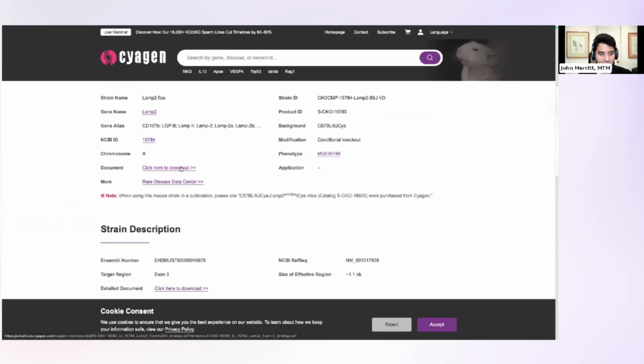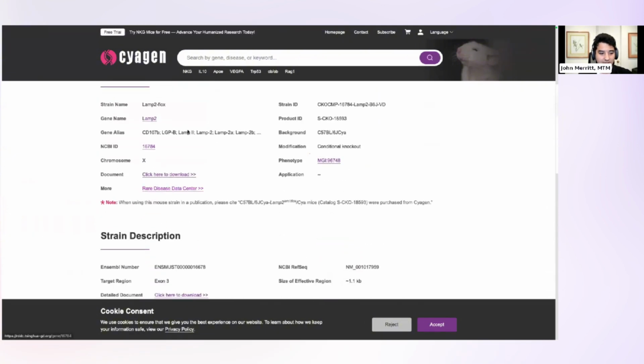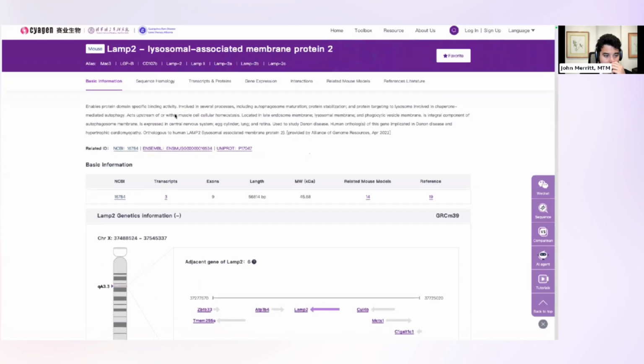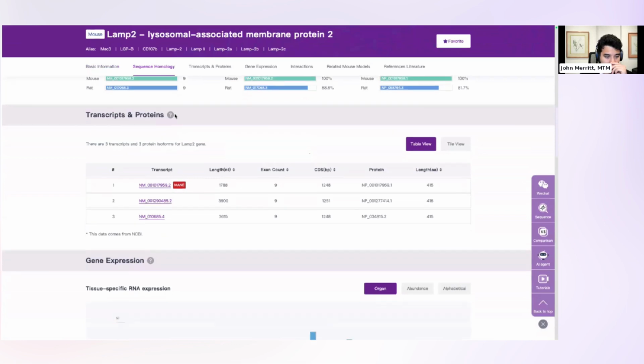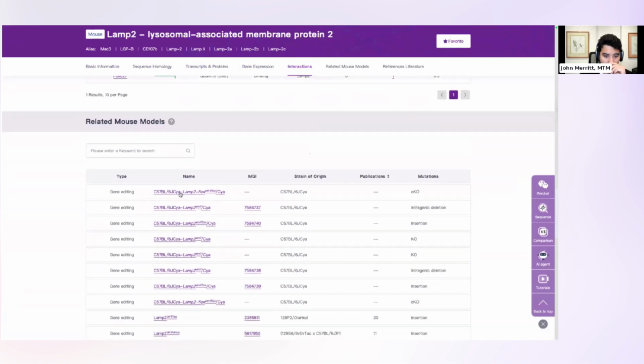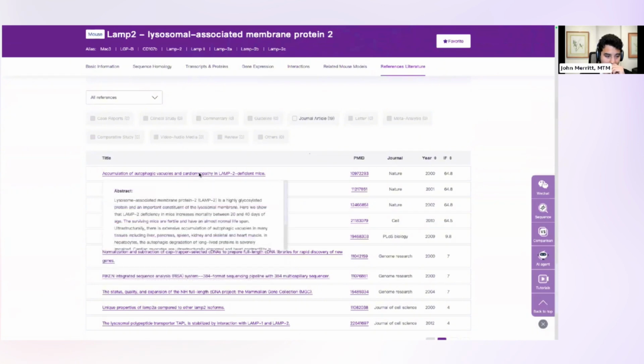And just go over and download the document. You can also get the strategy from us. And you can also check out the rare disease data center here. So this is LAMP2, lysosome associated membrane protein 2. What disease is this involved in? Let's look it up. Here's the gene expression pattern, related mouse models, and literature references. So this is well studied. It looks like people are studying autophagic vacuoles and cardiomyopathy in this mouse model.